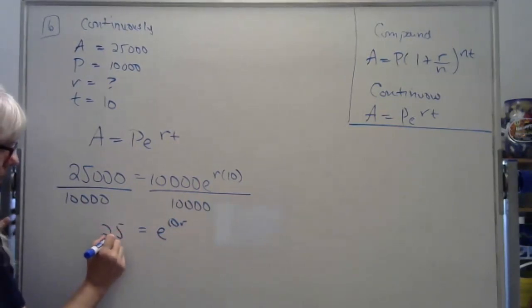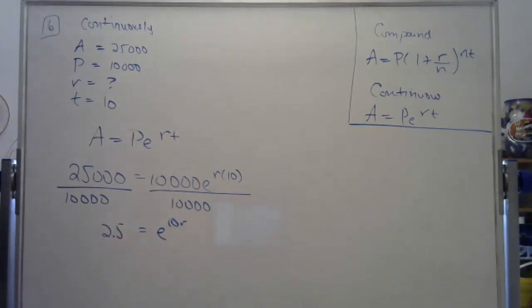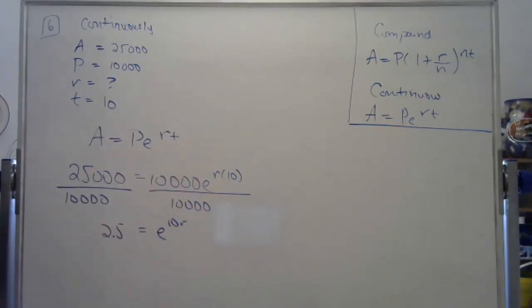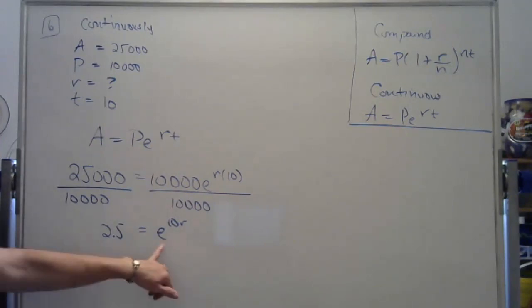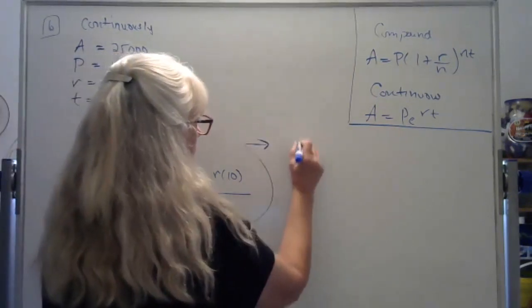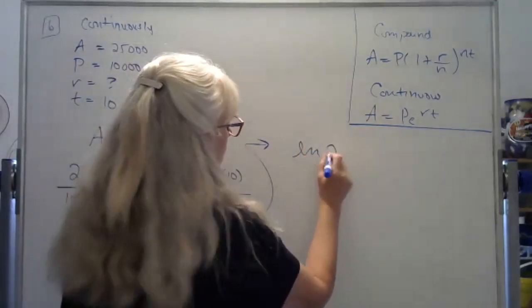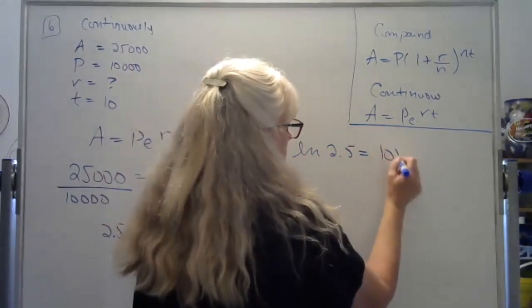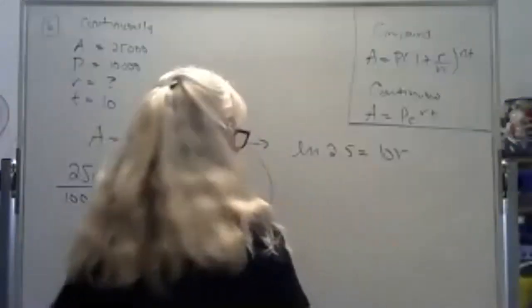Like I said, it's really similar to the last one. So 2.5 equals e to the 10r. And then the only way we have of bringing the exponent down out of the exponent position is to take the log of both sides. Again, we'll use ln because we've got an e floating in there. So that's going to give me the natural log of 2.5 equals, on the other side, I'll have 10r, the natural log of e.